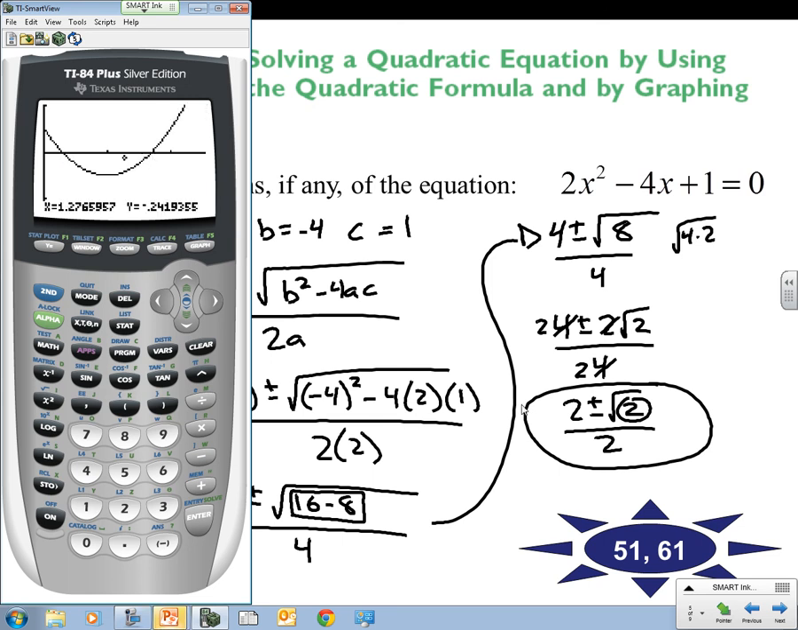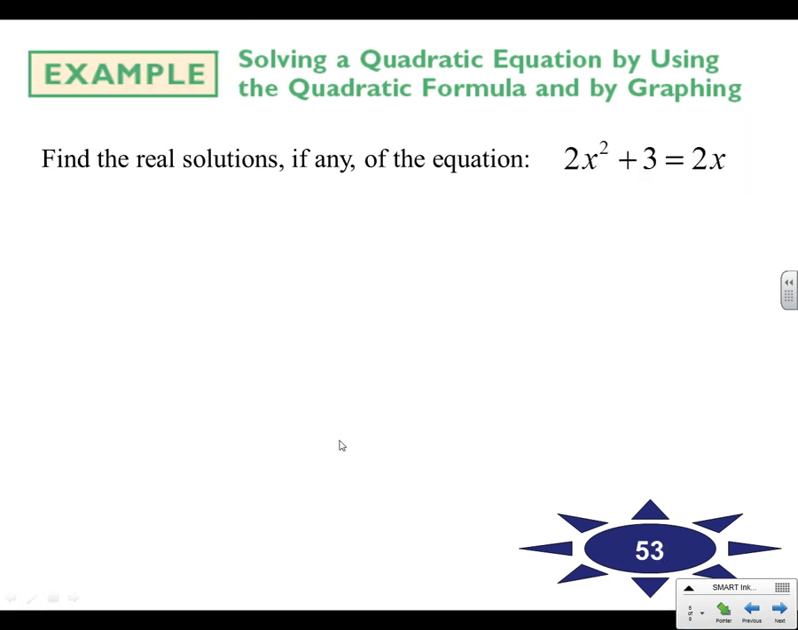We could do the zeros, but they're not going to be exact. They're going to be rounded decimal answers. And so we're much better off in this situation using the exact quadratic solution. So you can graph it. 2 plus root 2 all over 2 will get you about 1.73, and 2 minus root 2 over 2 will get you about 0.27. So let's use the exact value, but graph it to check.